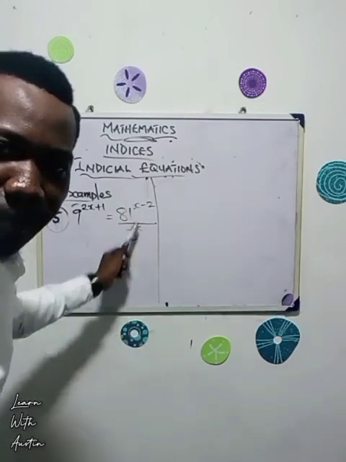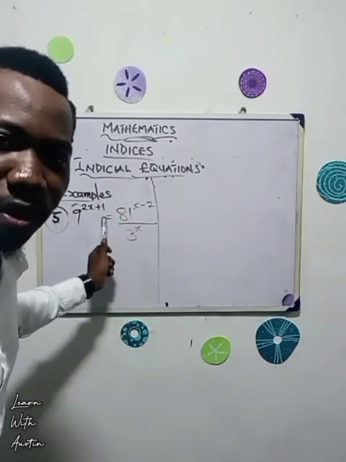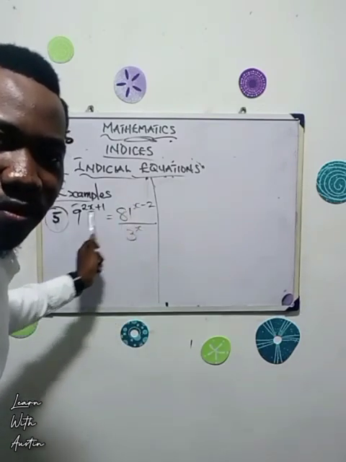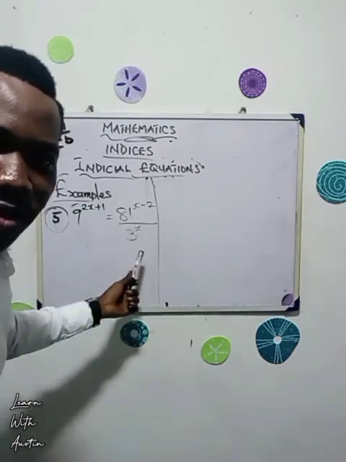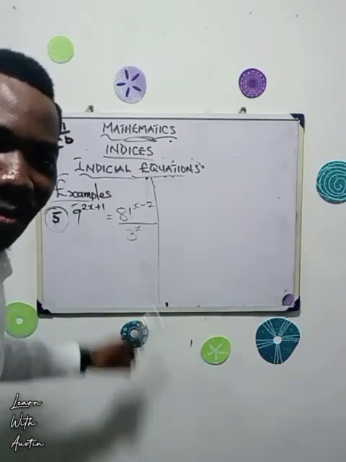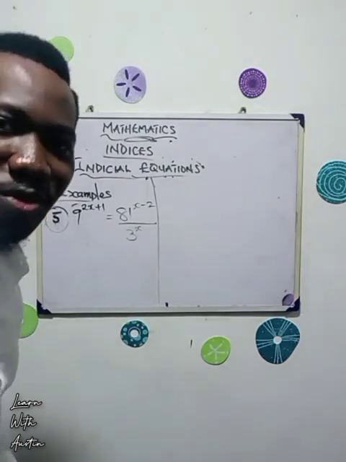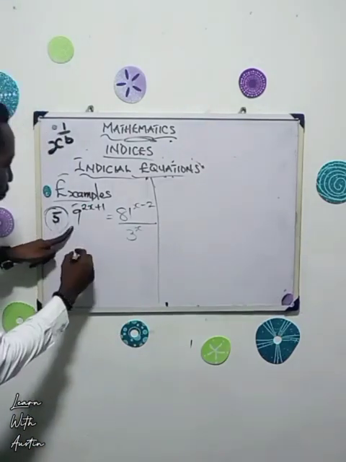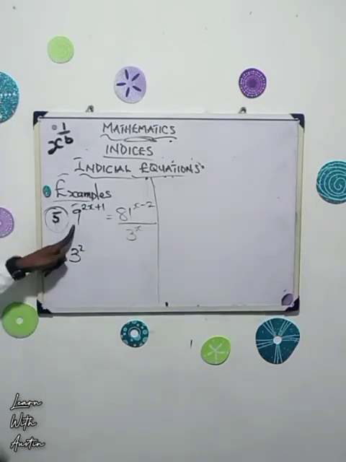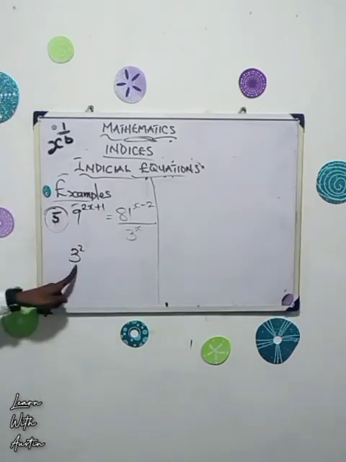What number can we raise to different powers that will give us 81, 3, and 9? 3, good. Every base turns 3. So 3 raised to the power of 2 will give us 9, right? So we've changed our 9 to 3 raised to the power 2.